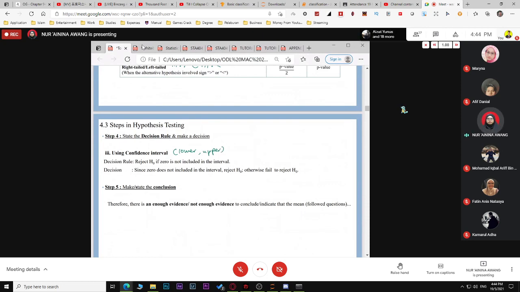Okay, so after that, you buatlah decision. Decision dia tengoklah reject ke fail to reject your H0. And barulah you make your conclusion: either enough or not enough evidence untuk mengatakan our statement. Okay, so basically these are the steps, how to answer hypothesis testing questions.